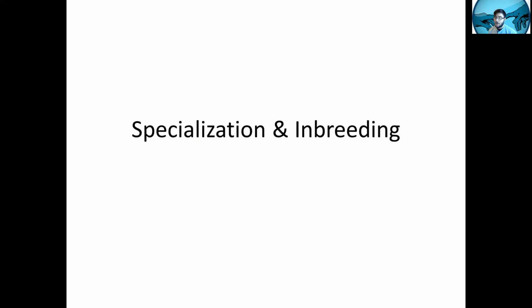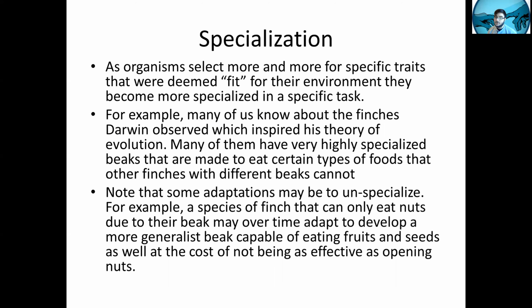Okay, next let's talk about specialization and inbreeding, right? First, let's talk about specialization. As organisms select more and more for specific traits that were deemed fit for their environment, they become more specialized in a specific task. For example, many of us know about the finches Darwin observed, which inspired his theory of evolution, how they all had different beaks for eating different kinds of food. Some were for nuts, some were for seeds, some were for fruits. They all had different beaks that were specialized for different tasks.